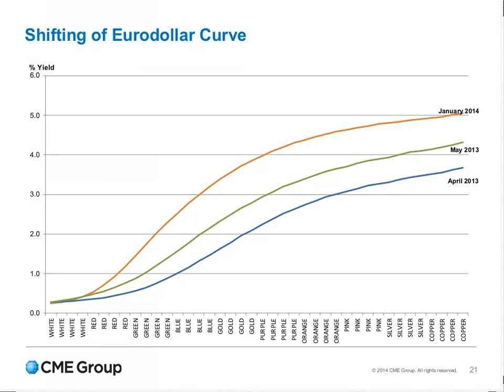And this is an example of the Eurodollar curve, and we delineate, if you look here, you see white, red, green. As we go out to 10 years, there are 4 quarterly cycles.